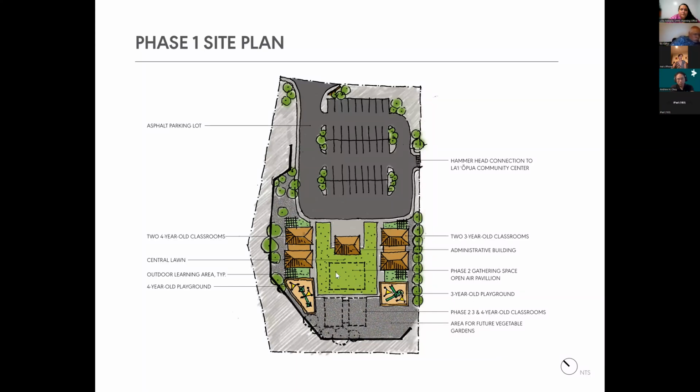And then in phase 2, we're proposing an open air pavilion to provide shaded space for outdoor learning, and then additional 3- and 4-year-old classrooms. And also space allocated on site for any vegetable gardens that the school would build.